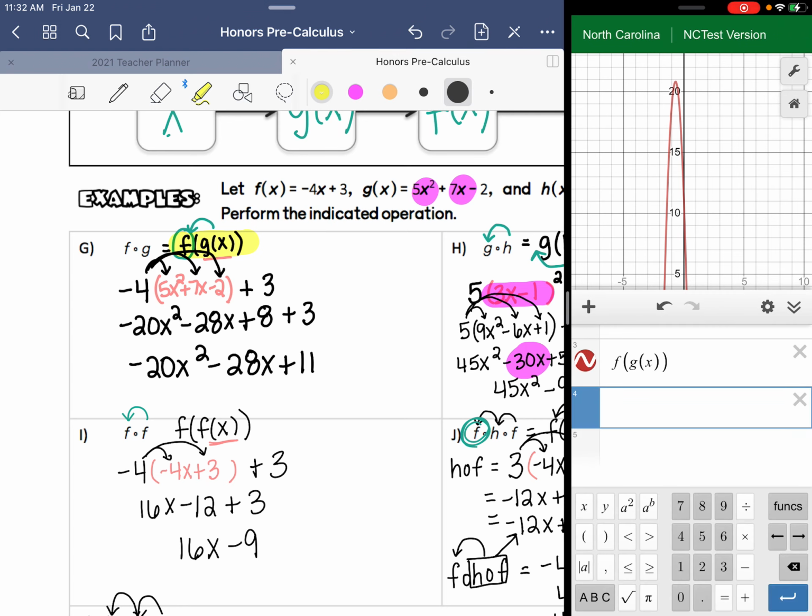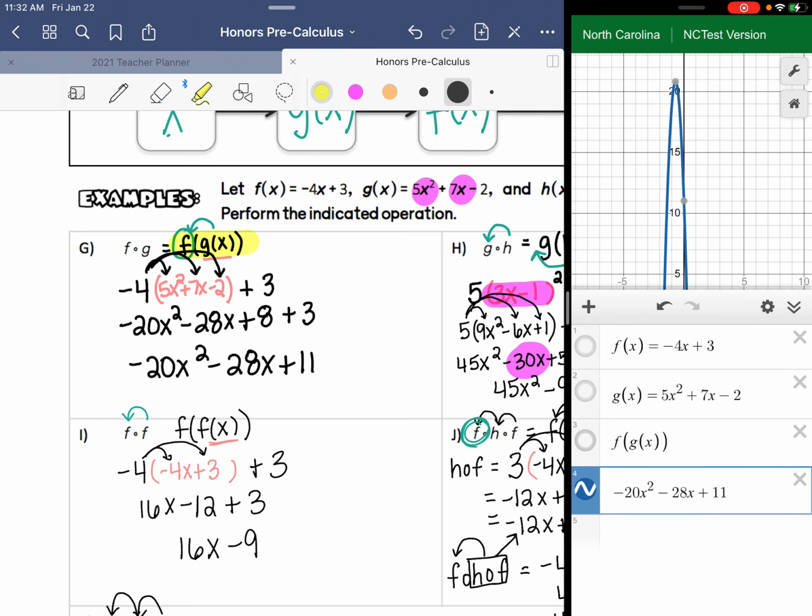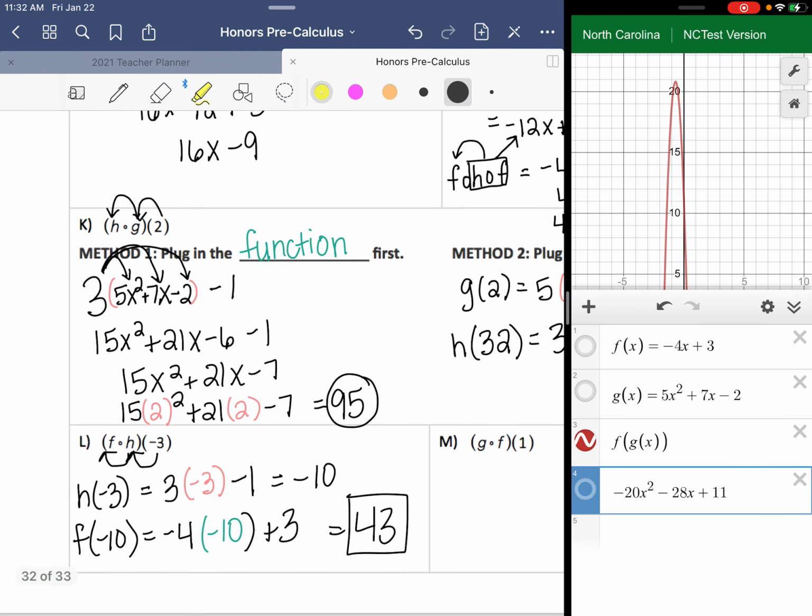So there's what you should get if you did the composition, the graph. Well, we got -20x squared minus 28x plus 11. And again, if you did it right, they should match each other. All right, so if I turn them on and off, I should see that they are identical.